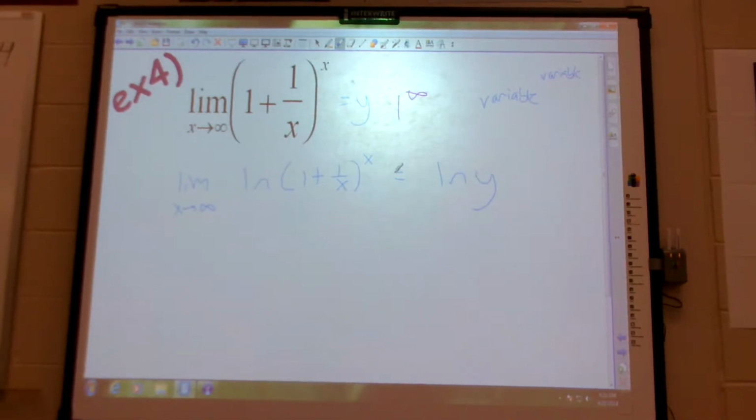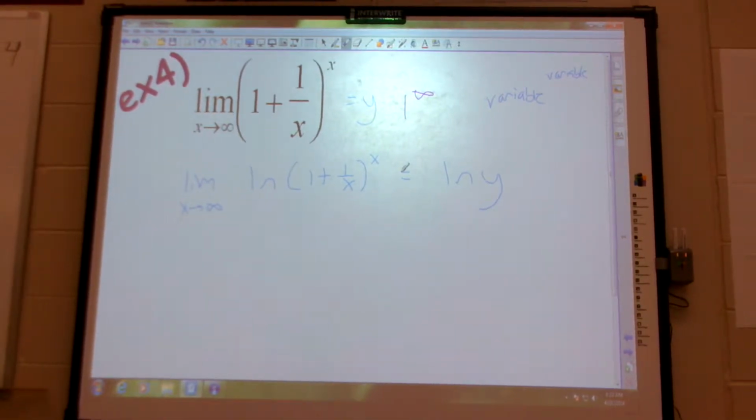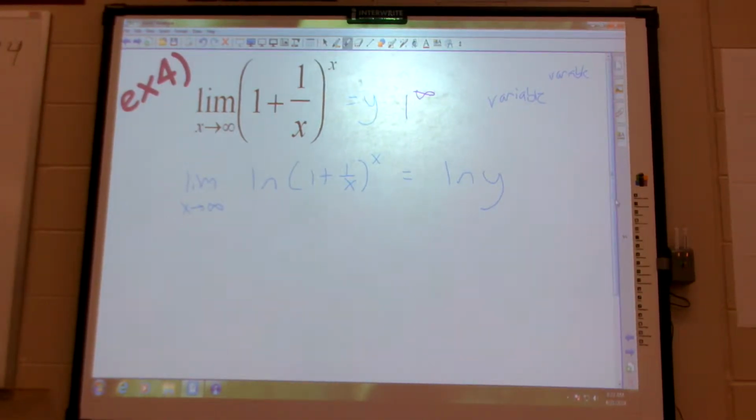You saw a problem: variable to variable. Okay, so now, still an issue. What do I do now? Any ideas? Power down. That's the whole reason we took that natural log. So I have x natural log of 1 plus 1 over x, and that still equals natural log of y.